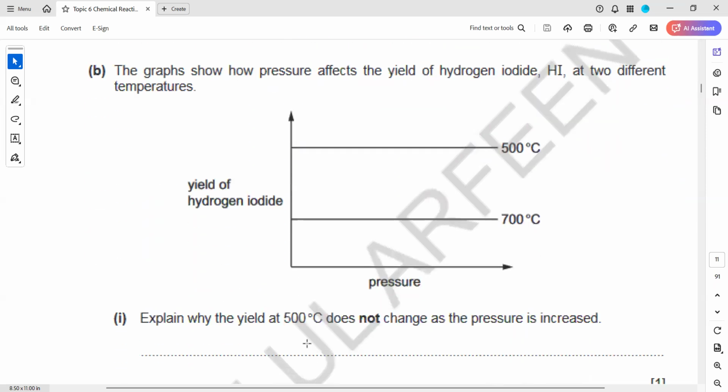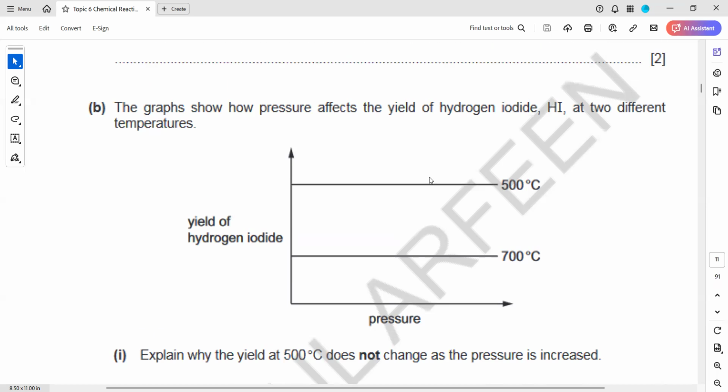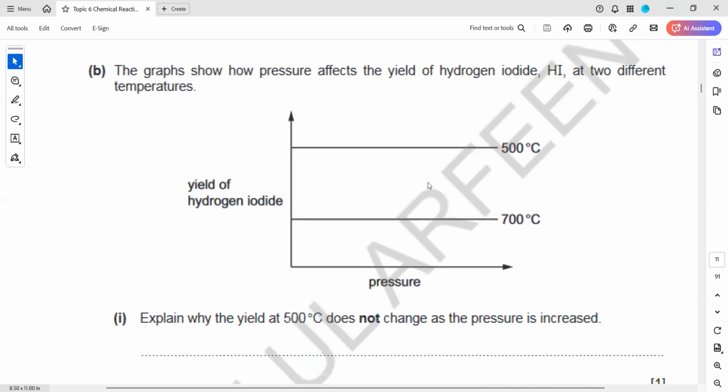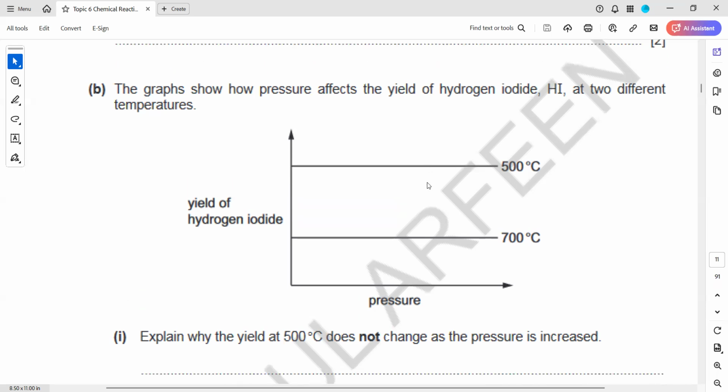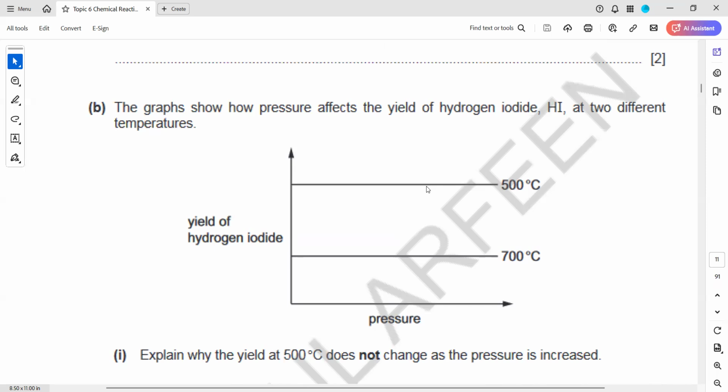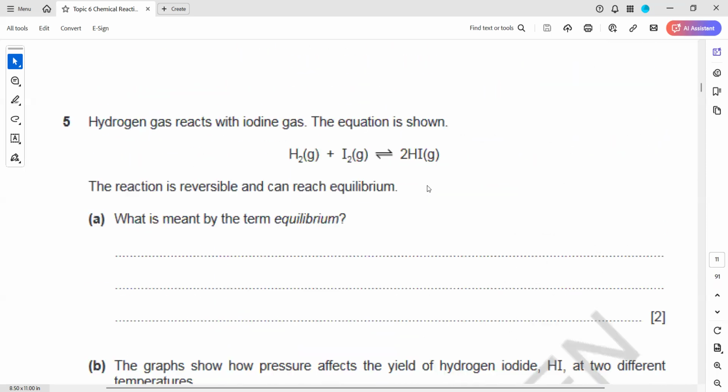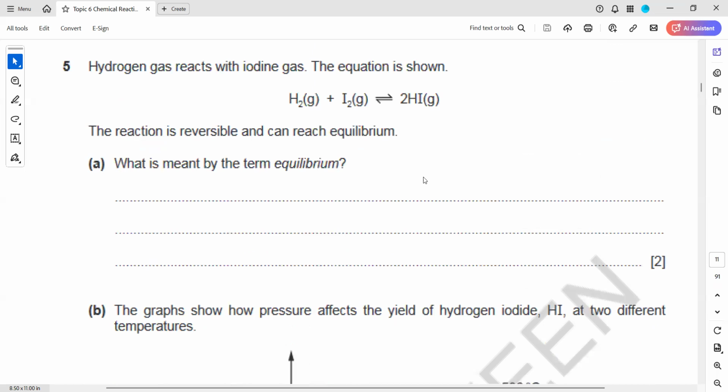The next is the graph that shows how the pressure affects the yield of hydrogen iodide, like how it changes the amount of hydrogen iodide. If you change the pressure, does it affect the amount of hydrogen iodide? No. What it shows is that the pressure is not affecting the equilibrium, which means the moles of the reactant are the same as the moles of product. Whenever reactant and product have the same moles, there is no effect of pressure. As you can see here, 1 mole of hydrogen and 1 mole of iodine. What is the total number of moles? 2. And how many moles of hydrogen iodide?